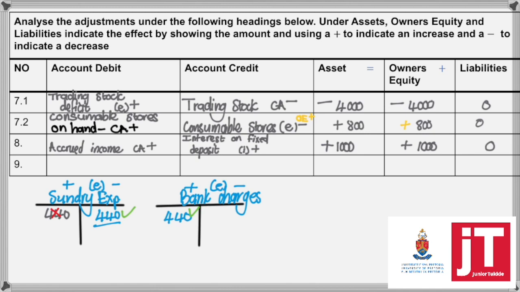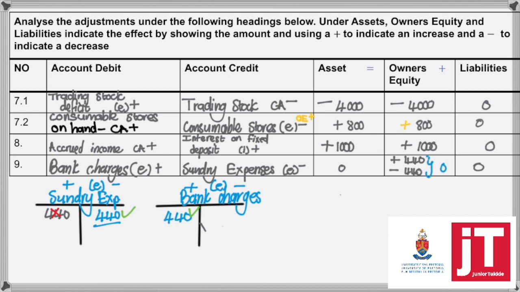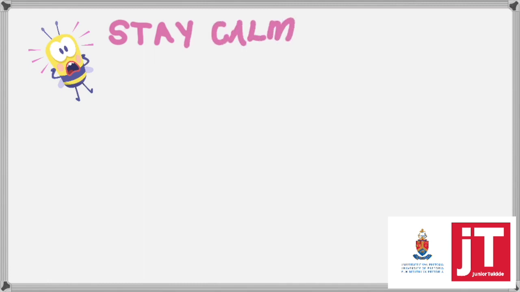So yet again, draw your T accounts and look at the error. So the error was the 440 on the debit side of sundry expenses. So I must take it away. So credit sundry expenses and add it into bank charges. So debit bank charges, expense plusing, credit sundry expenses, expense minusing. So we have a plus and a minus under owner's equity. So technically the effect is 0. And that is the end of this activity.